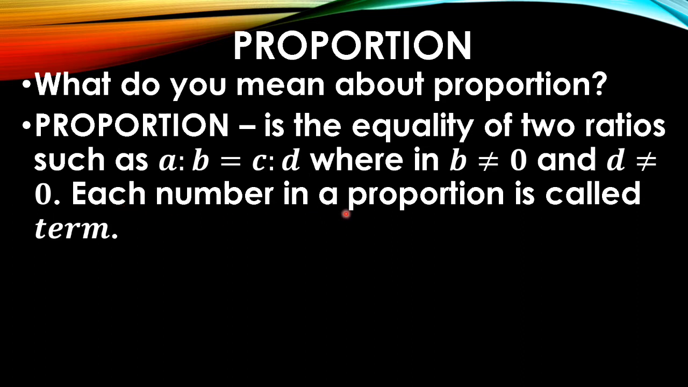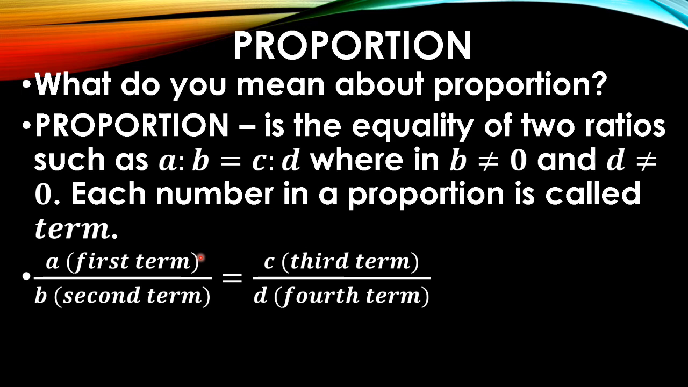Each number in a proportion is called term. So, katulad nito, A over B is equal to C over D. So, itong A, first term, yung B, second term, yung C is third, and yung fourth ay yung D. And then, may parts ang ating proportion. Yung first at fourth, yun yung ating means. And then, yung third at second, yun yung ating extremes.